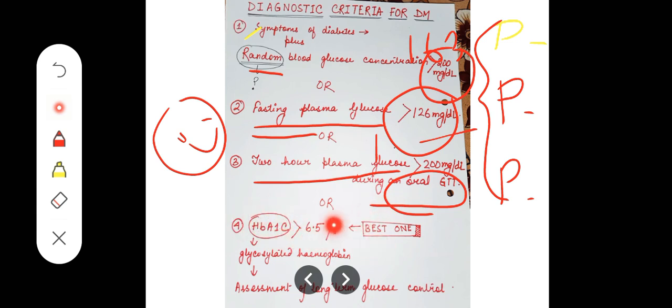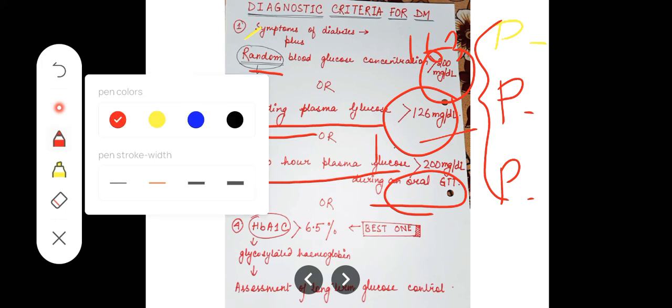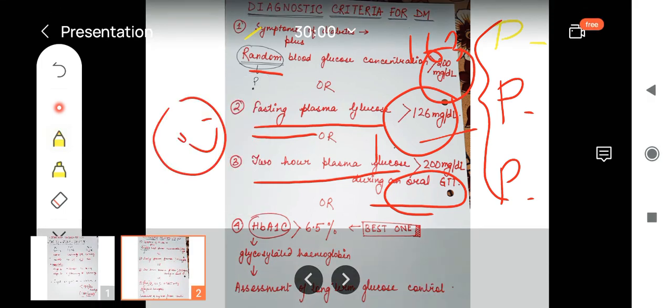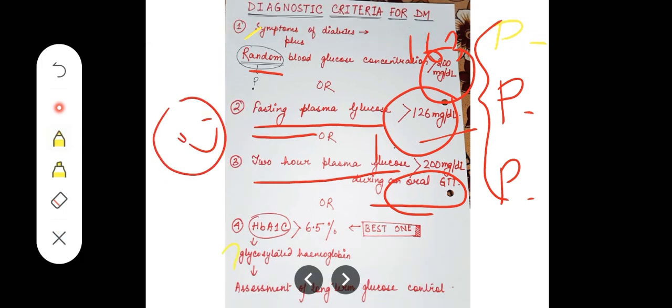That is, if it is more than 6.5, then you can very well say that the patient is diabetic, and HbA1c is in fact the most important. Why? Because it is giving you a long-term assessment of glucose control. It is the glycated hemoglobin. Now, the question is, what is the meaning of this word glycation? What does the word glycation mean?